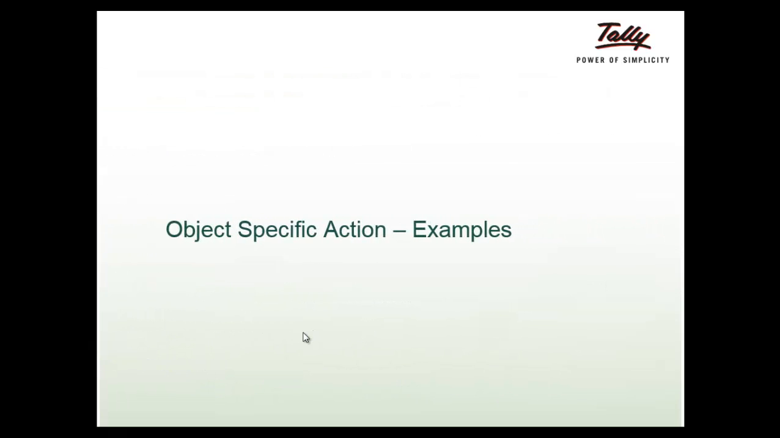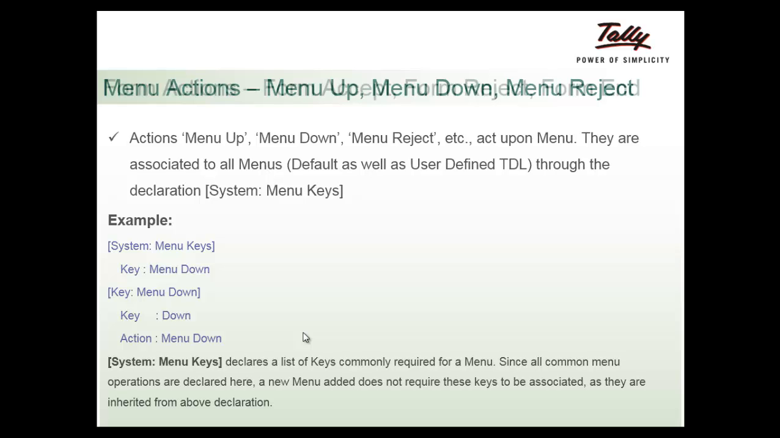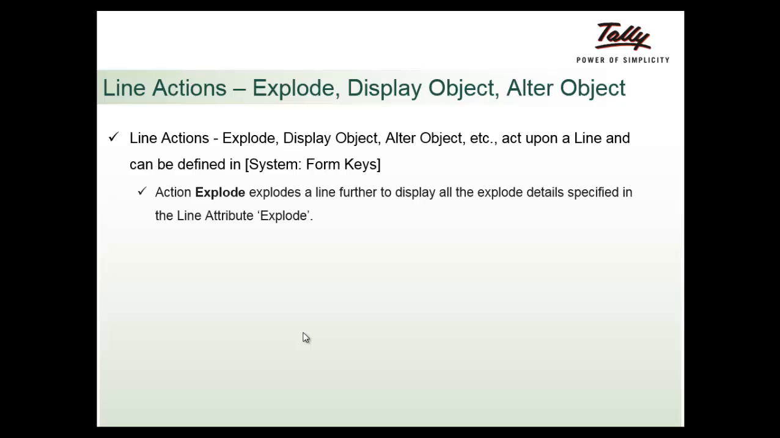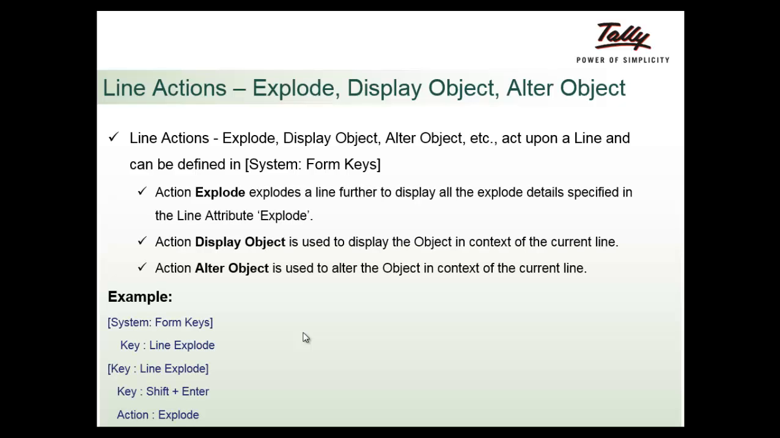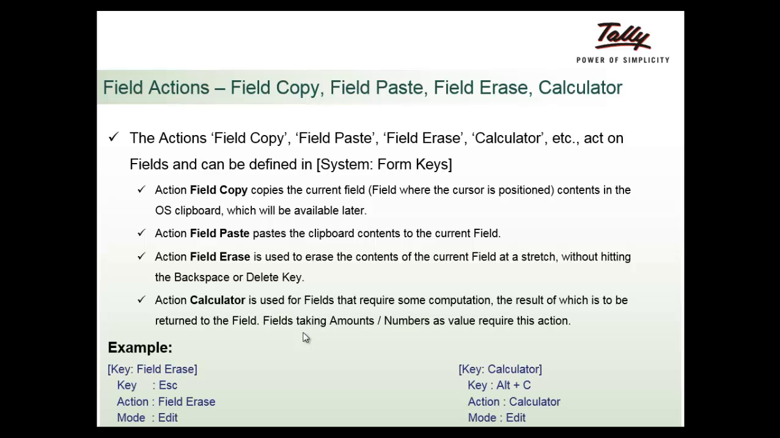Next we went to the object specific actions, where we have menu up, menu down, menu reject, which are all added by default in the system menu keys. And then the form actions, form accept, form reject, and form end, which are also added by default in system form keys. And then explode, display object, alter object, which are also added in system form keys. And then the field actions, field copy, field paste, field erase, and calculator. Field copy, field paste, field erase are already added in system form keys by default. So we have action calculator, with the help of which you can open the calculator panel.